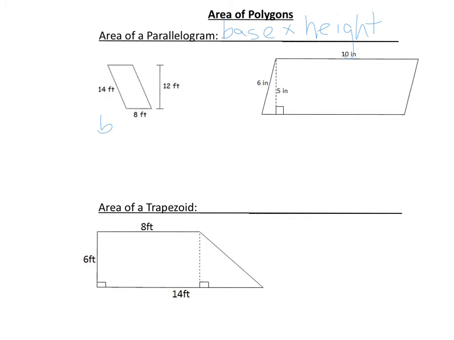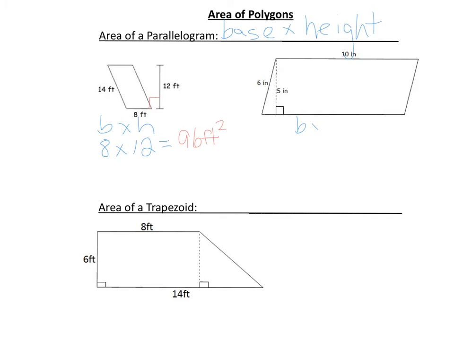So we know we're going to do base times height. We know that a base and height are going to be found at a right angle. Well, in this case, we're not given a right angle, but we note that the height is going straight up and down. So in this case, it's going to be 12 times 8, which is 96 feet squared. We know that there is an invisible right angle right there to tell us that's the base and the height.